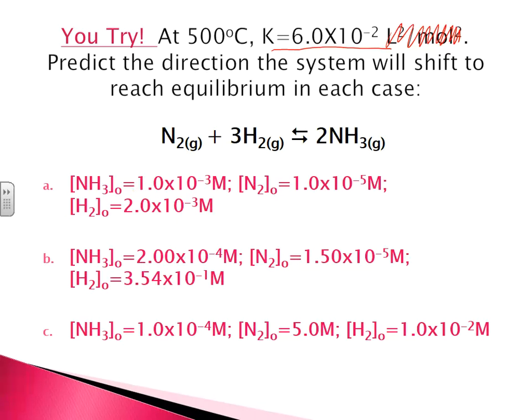So let's write our law of mass action. If you do it in terms of Q, you'd have concentration of ammonia initial to the second power divided by concentration of nitrogen initial to the first power times concentration of hydrogen initial to the third power. So calculating Q, plug in your ammonia concentration, 1.0 times 10 to the negative 3, and that's going to need to be squared.